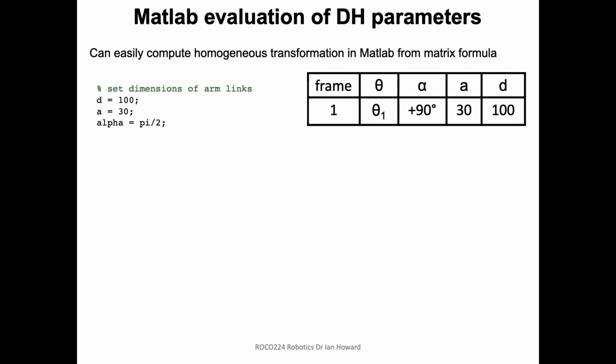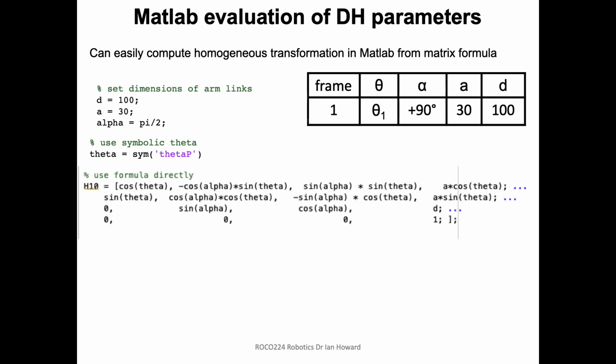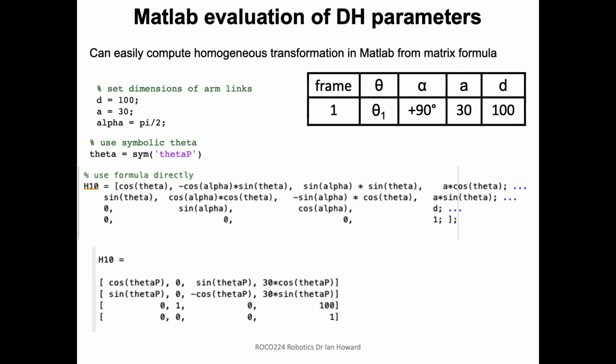You could also just put the values in, put your symbolic theta in because that's what we need. You could also directly use the formula. There is a formula for a Denavit-Hartenberg transformation, and this is the formula in terms of theta, in terms of alpha, in terms of a, and in terms of d. So you put your values in, and you could directly evaluate that. And again, provided you haven't made any mistakes, you'll get exactly the same result. So that's another way you could do it directly.